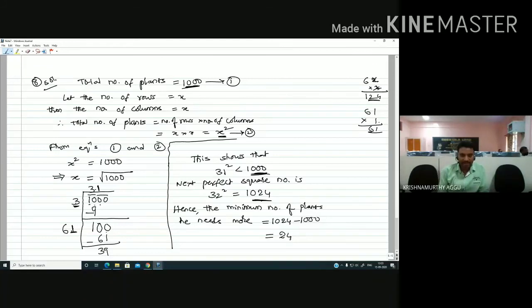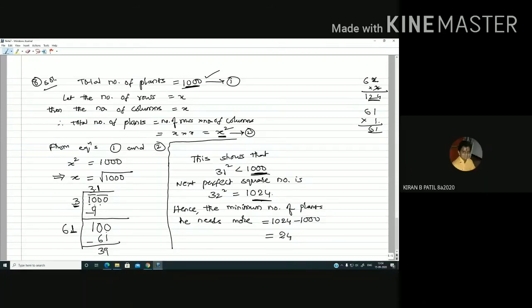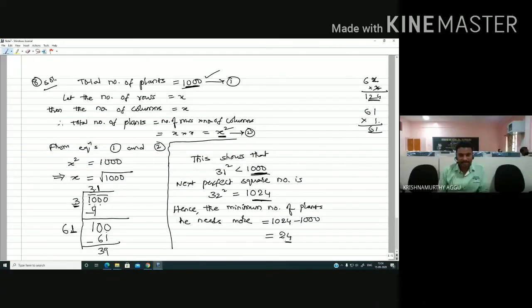How many more? Already with him 1000 are there. If it is a perfect square number, you can arrange the number of rows and number of columns the same. Since it is not a perfect square number, you need to find the next perfect square number after 1000. That is 32 square, and that is 1024. So extra how many are required to make it a perfect square? 24. So this is the process to be followed to solve the questions.